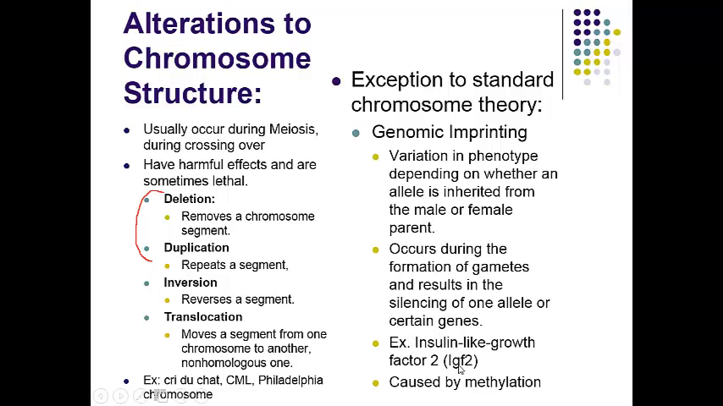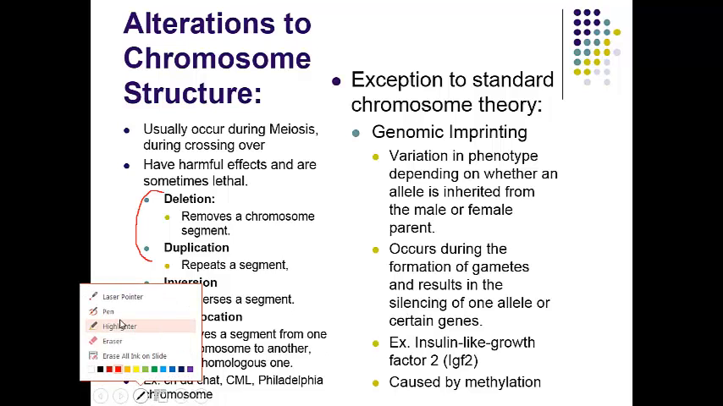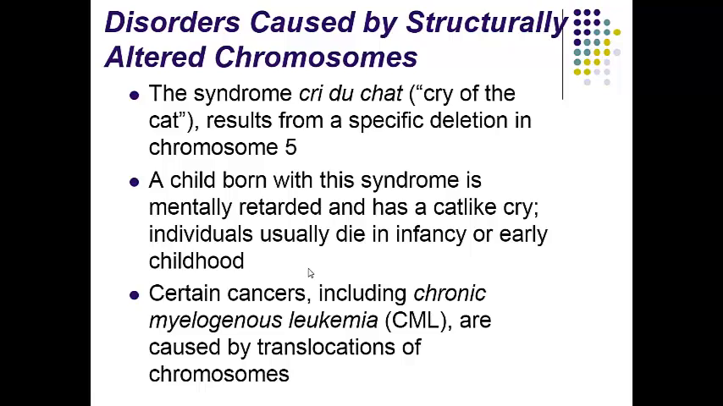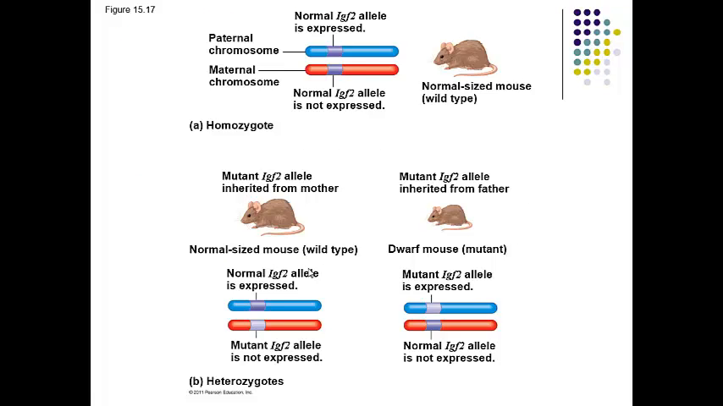We call this the IGF-2 gene, which codes for a hormone called IGF-2. And this hormone controls growth. For this trait, the only gene that gets expressed is the paternal allele, the allele that comes from the father. The maternal allele is not expressed. Here we see this example in action.